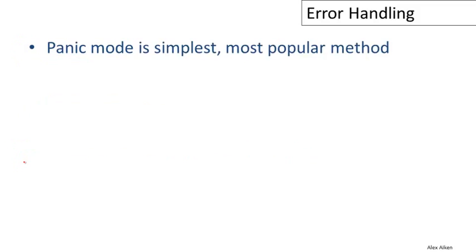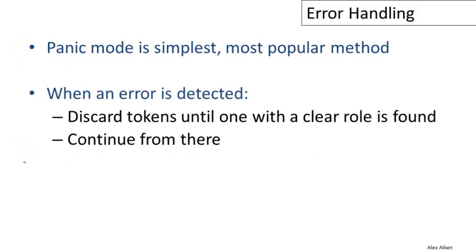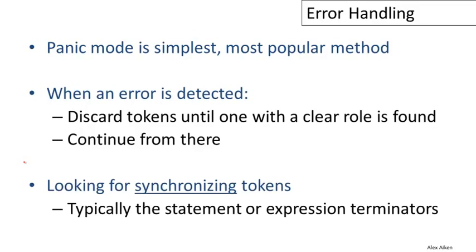Panic mode is the simplest and most popular method of error recovery that's widely used. And the basic idea is that when an error is detected, the parser is going to begin discarding tokens until one that has a clear role in the language is found. And then it's going to try to restart itself and continue from that point on. And these tokens, the ones that it's looking for, are called the synchronizing tokens. And these are just tokens that have a well-known role in the language, and so that we can reliably identify where we are. So a typical strategy might be to try to skip to the end of a statement or to the end of a function if an error is found in the statement or function, and then begin parsing either the next statement or the next function.